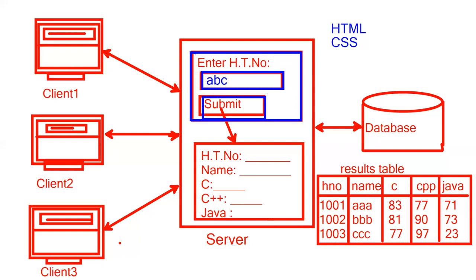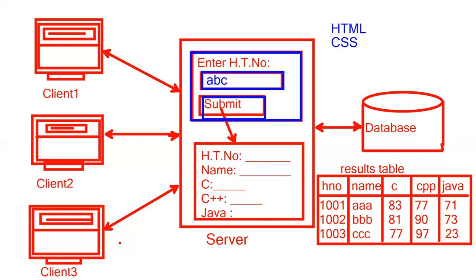Suppose here, what will you do? This client system is in Hyderabad, and the server may be in the US. You will type ABC and click the submit button. What will happen? The ABC hall ticket number is passed to the US. The US system will receive it and communicate with the database: is the ABC hall ticket number there or not? It is not there. At last one message comes: invalid hall ticket number. First the format is wrong.